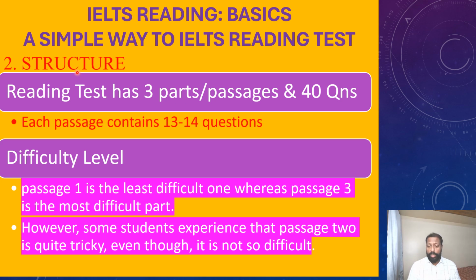For general students, it may be 3 sections, and there would be 40 questions in total. Now, each passage contains 13 to 14 questions, in the sense that maybe 1 or 2 passages with 13 questions each, whereas one passage would contain 14 questions, so that your total number of questions would be 40 questions.